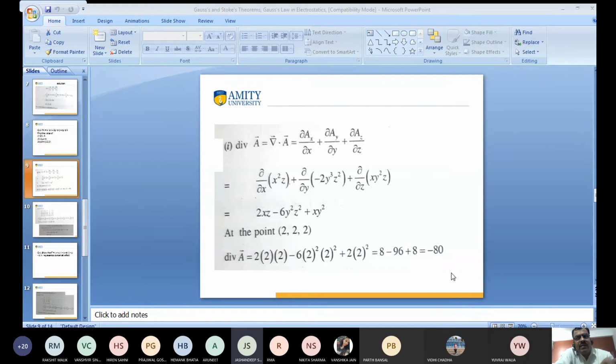Jasandeep, what is the answer? Sir, 80 i cap minus 4 j cap plus 0 k cap. Okay. Divyam, what is the answer?